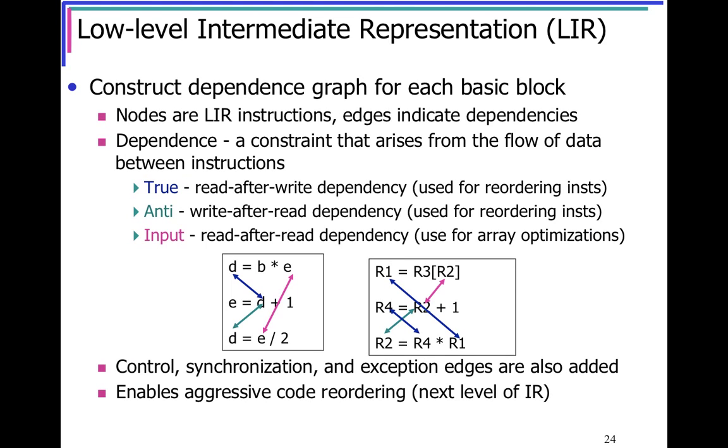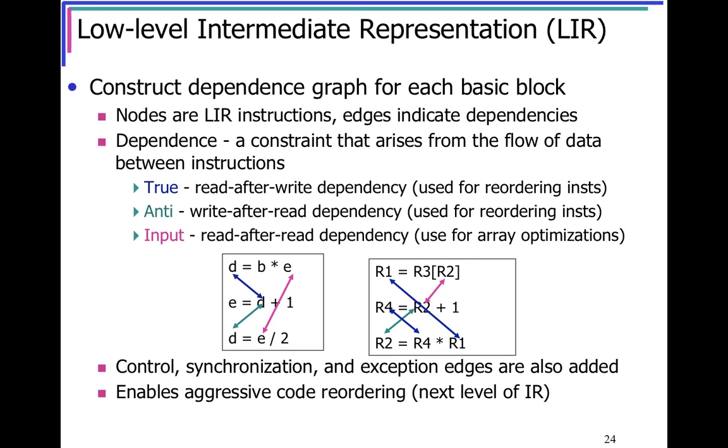There are 3 types of data dependencies: true, anti, and input. Another name for true is read after write dependency. A true dependency is where you have a use of a name that follows a previous instruction that defines that register or name. So in our example, the blue arrows on the right between R1 and R1 and between R4 and R4 and 2 different instructions are true dependencies, read after write dependencies.